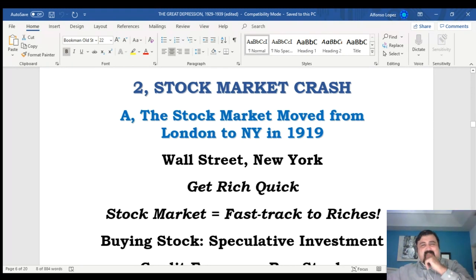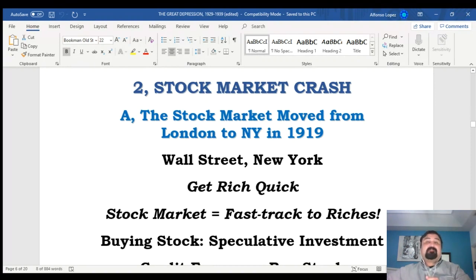So the stock market really is a system by which the public participates in the finances, in the operations, in the distribution, in the selling of products that a certain company is doing by simply investing in the company.